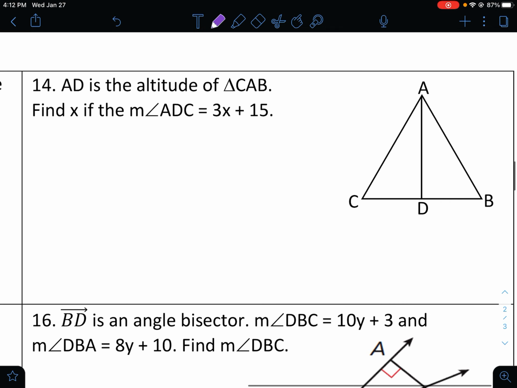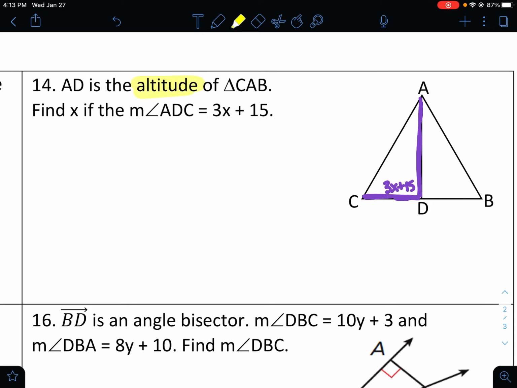All right, number 14. So this time the altitude is already drawn for us. It says to find x if the measure of angle ADC equals 3x plus 15.